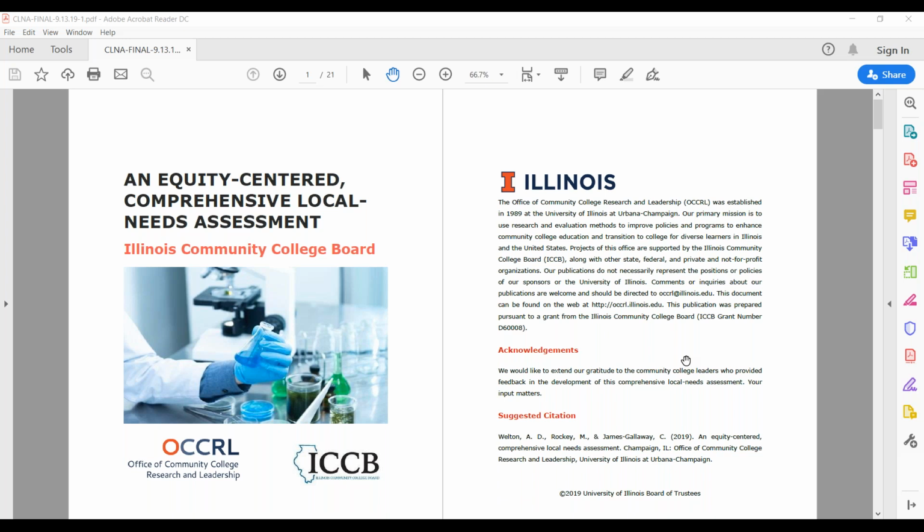But first, we're going to get started with Patty and Bonnie, and they're going to jump into how they've been tackling the Comprehensive Local Needs Assessment and what their process has been when completing this. So Patty and Bonnie, I will hand it over to you.